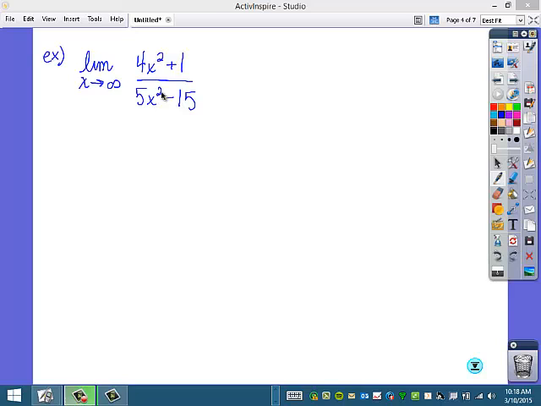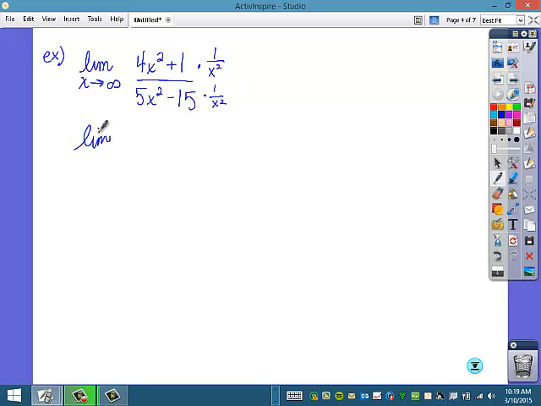Alright, our next example is the limit as x approaches infinity of 4x squared plus 1 over 5x squared minus 15. So again, we're taking an infinite limit of the rational function. First thing we're going to do is take the highest power that occurs in my denominator, which would be x squared, and divide everything in the numerator and everything in the denominator by x squared. So I'm going to multiply by 1 over x squared in my numerator, and I'm going to multiply by 1 over x squared in my denominator.